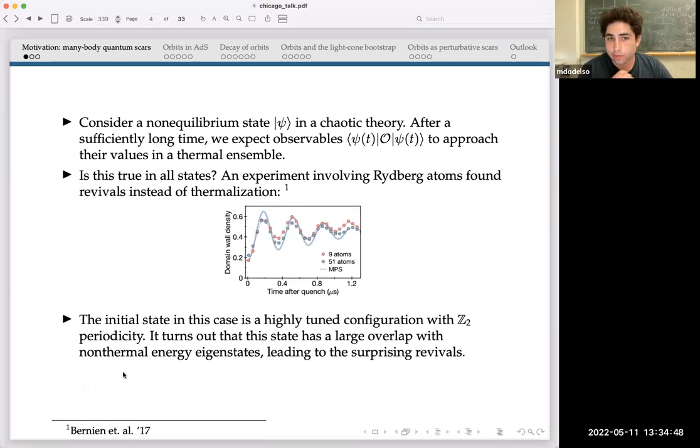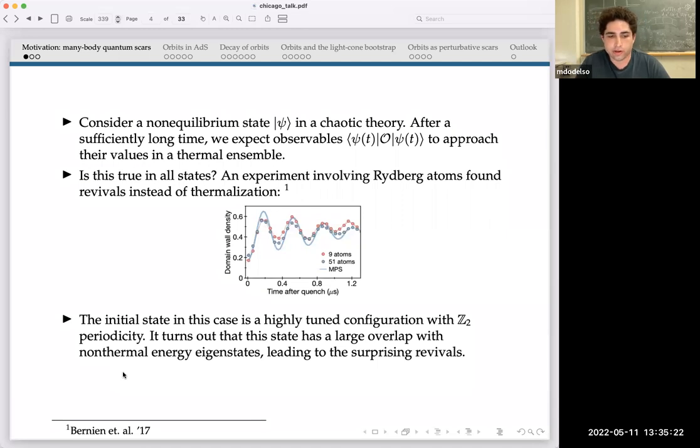So consider a non-equilibrium state psi in a chaotic theory. So the statement of chaos is that after a sufficiently long time, if we compute expectation values in this state, they should approach their values in a certain thermal ensemble with a certain temperature. In other words, they should thermalize. Now we can ask, is this true in all theories, in all states? And the answer was found experimentally to be no.